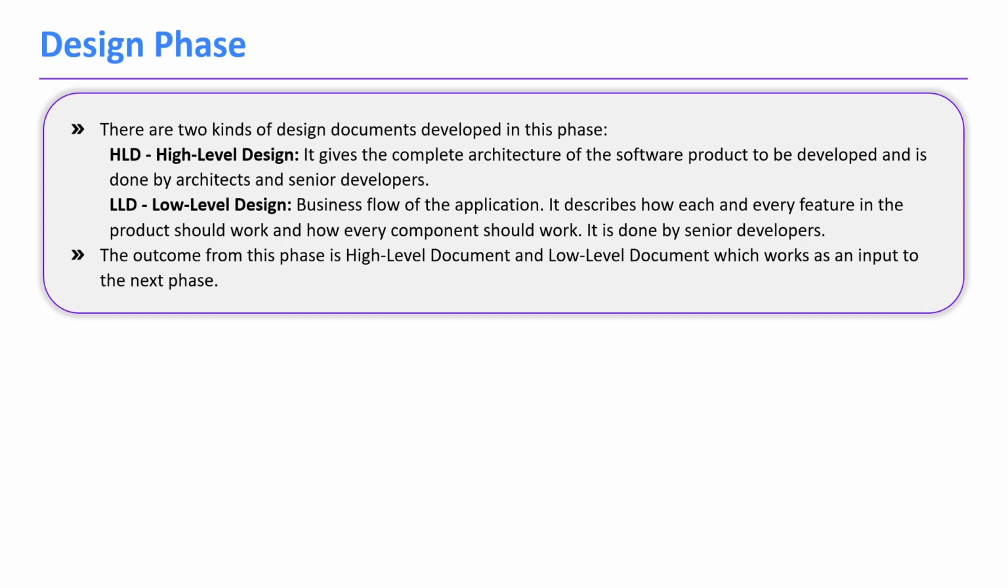High level design gives the complete architecture of the software product to be developed and is done by the architect and senior developers. Low level design is a business flow of the application. It describes how each and every feature in the product should work and how every component should work. It's done by the senior developer. And these two documents work as an input to the next phase.